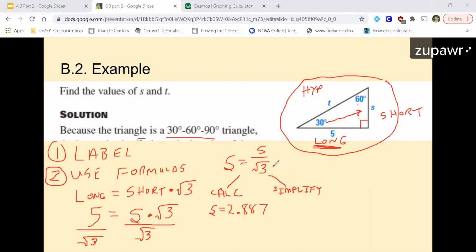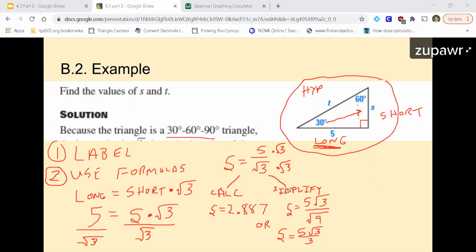Because again, we don't like having radicals in the denominator. So to simplify this, I would multiply the top and bottom by the denominator. Then I would get S is equal to 5 square roots of 3 over the square root of 9, but the square root of 9 is just 3. So the final answer is 5 square roots of 3 over 3.